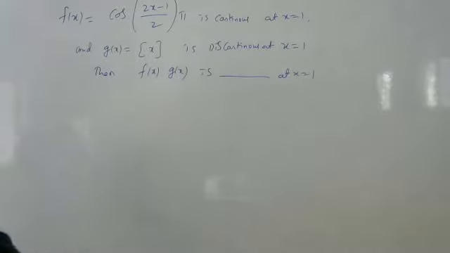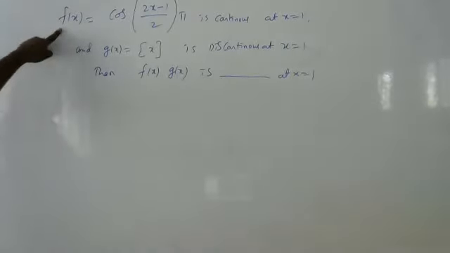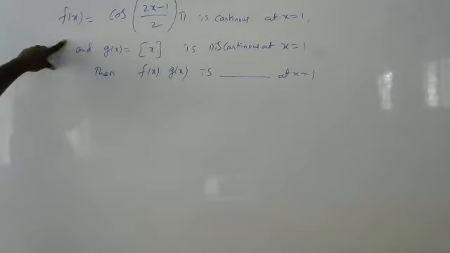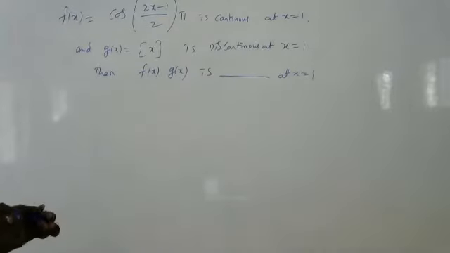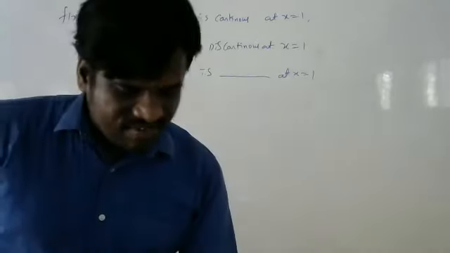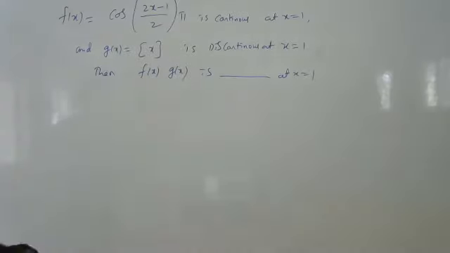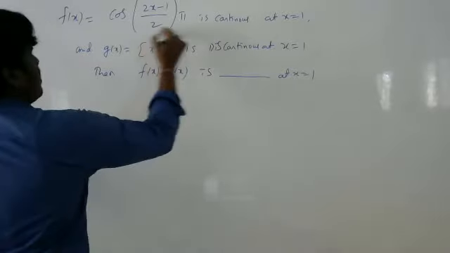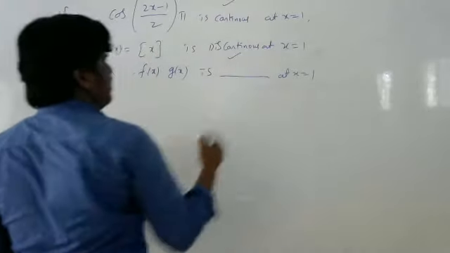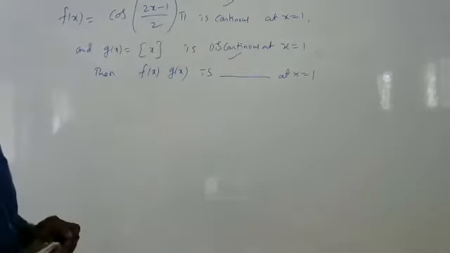Now the question is this. Here f of x is given, g of x is given, and it asks about f of x into g of x at x is equal to 1. First of all, you have to know whether the function is continuous or discontinuous. Here one is continuous and one is discontinuous. So what is the rule for f of x into g of x?